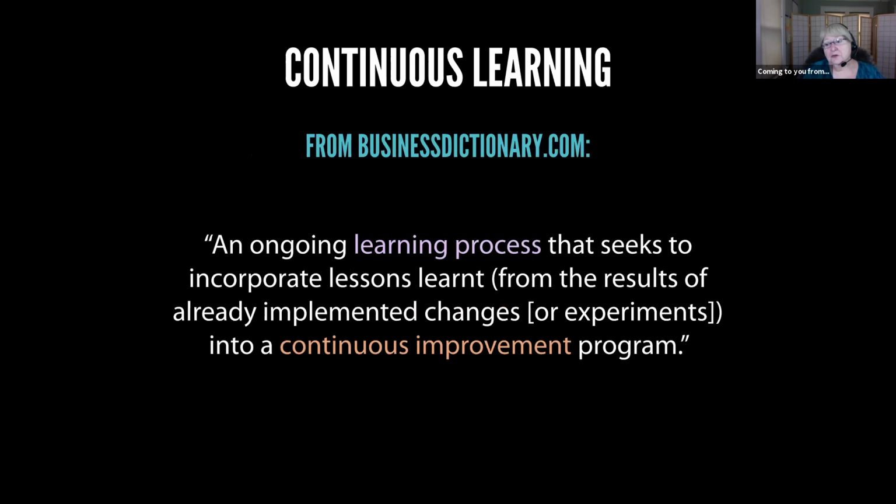But to get to continuous improvement, you have to do continuous learning. And so it's what supports continuous improvement. From businessdictionary.com, I found: an ongoing learning process that seeks to incorporate lessons learned from the results of already implemented changes or experiments into a continuous improvement program. So this is kind of the three legs of this: holding the retrospective session, finding ways to do continuous learning, and finding ways to point that at continuous improvement.